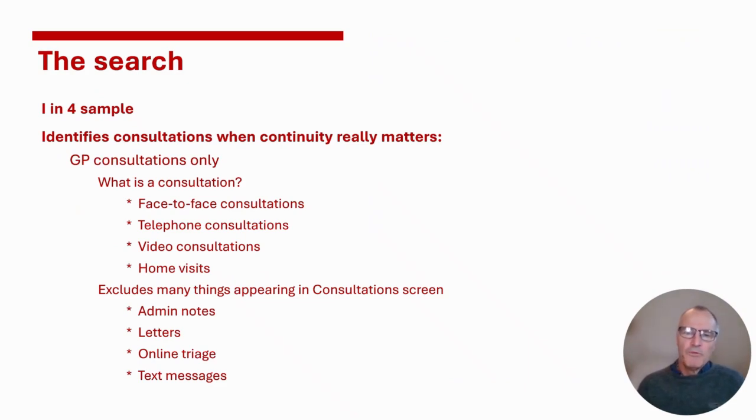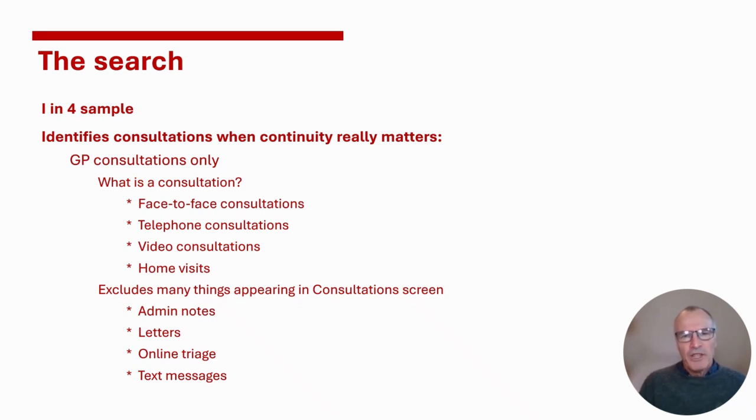The first thing you will need to do is to run the search in your practice system. Now, the search, first of all, takes a 1 in 4 random sample of your patients, and that's because that's still a lot of patients with an awful lot of consultations and plenty to get a good estimate of continuity. If you take the whole practice population, the number of consultations would be enormous. So it's a 1 in 4 sample of patients and their consultations over the last 2 years, because we know from previous research that you need that sort of length of time to get a really stable estimate of continuity.